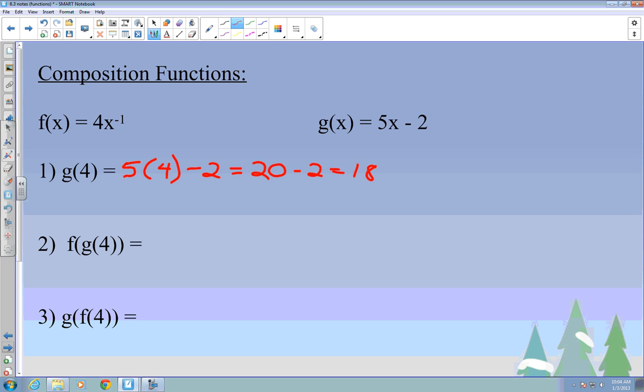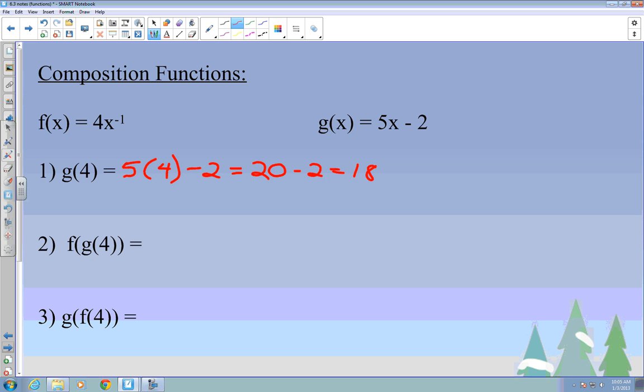I get 18 for that number 1, g of 4. Isn't it 5x minus 2 distributed through 4? No, the 4 just substitutes for the x. That's what that notation is. It just substitutes for the x. That's all that is. Okay?